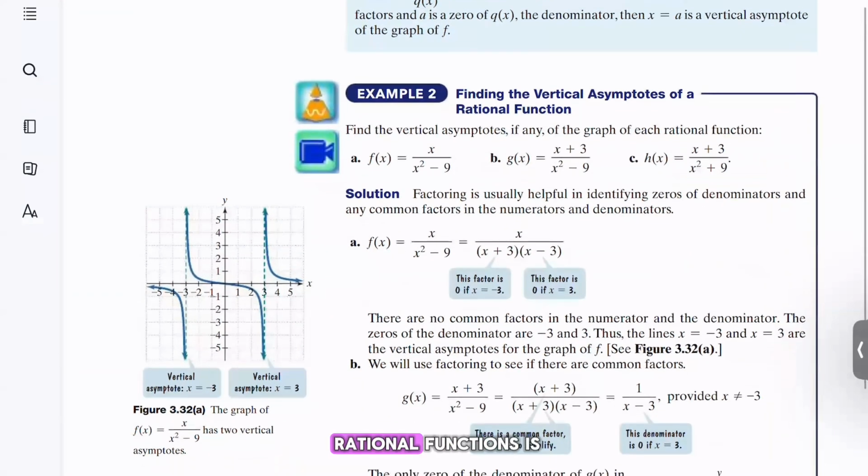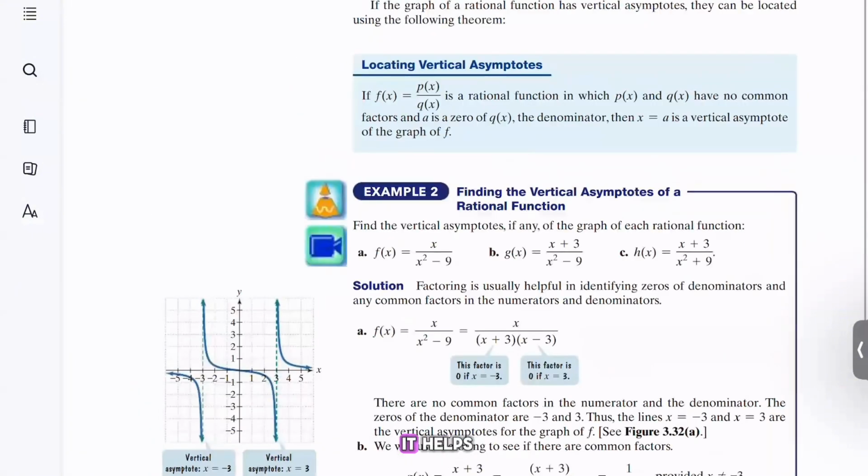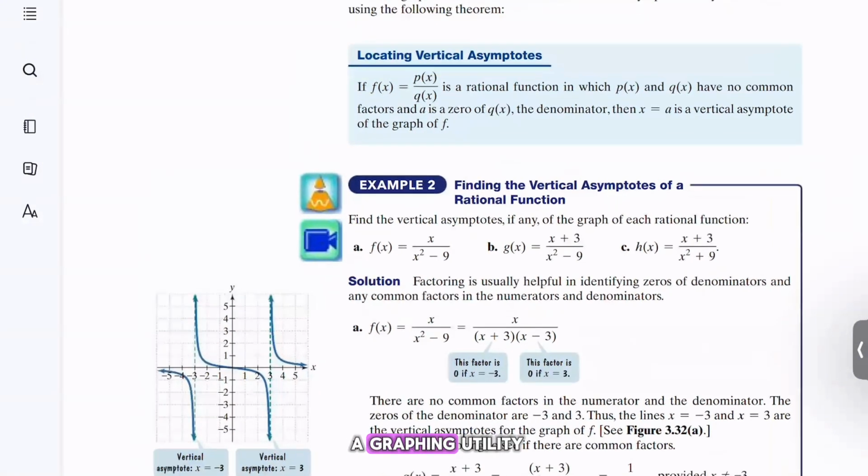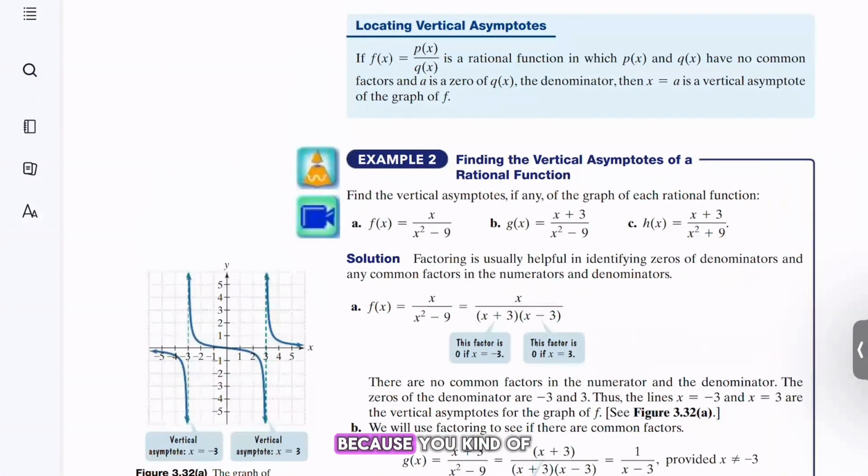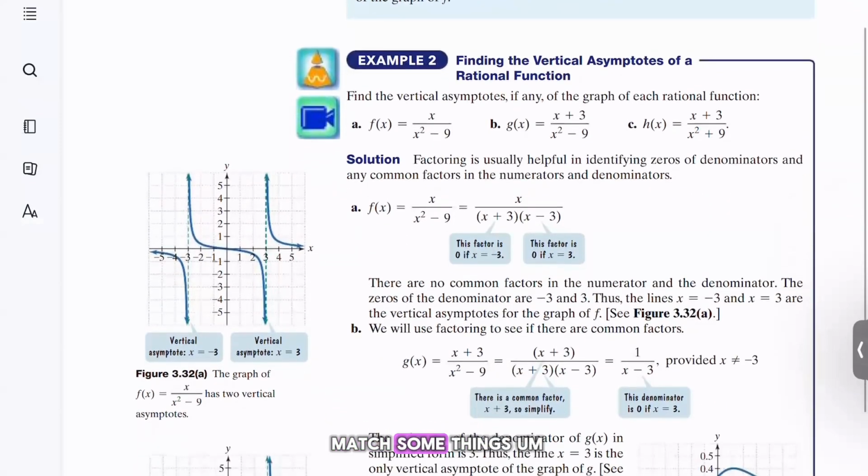The only thing with rational functions is I really think it's helpful to have a graphing utility, because you really don't know what's happening, since there are 3 different parts to the graph. So I think it's important, especially with this test, because you might need to match some things.